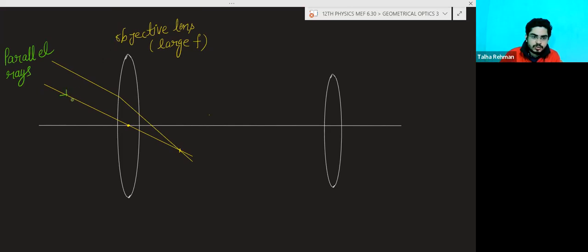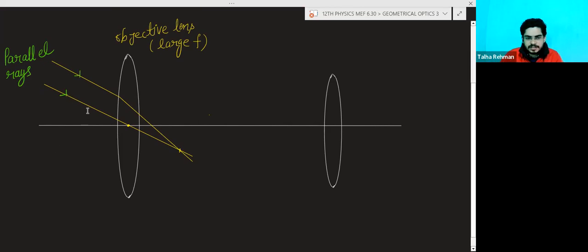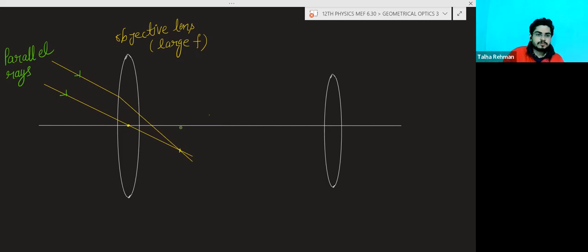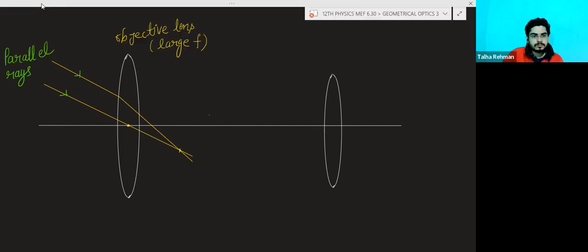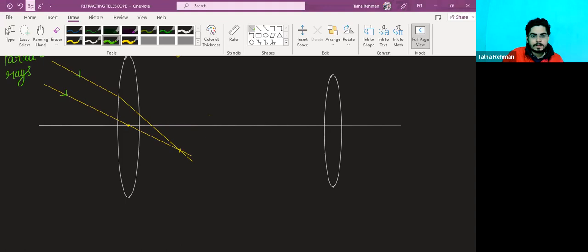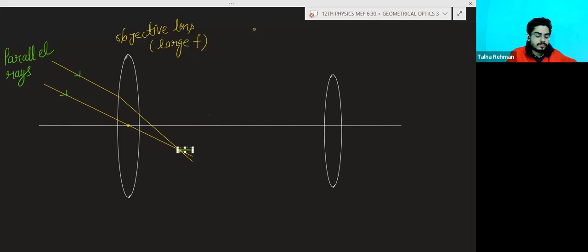I have only taken two rays. There are several rays, but we have just taken two rays. And after refraction from the lens, these two rays are meeting here, means here the image of that object is forming, and this image is diminished image and inverted also. So here the image is forming.